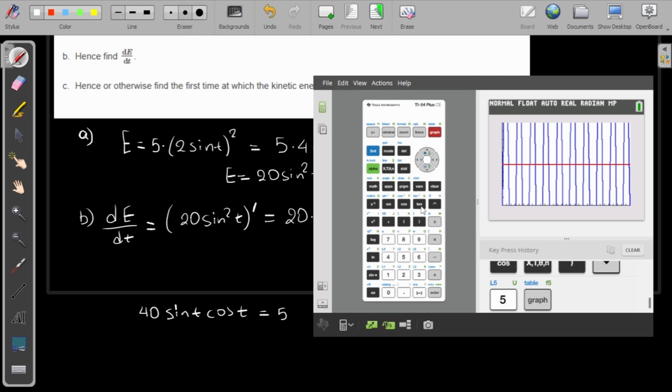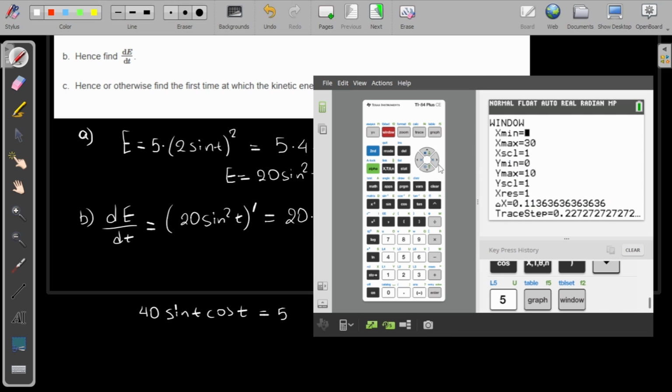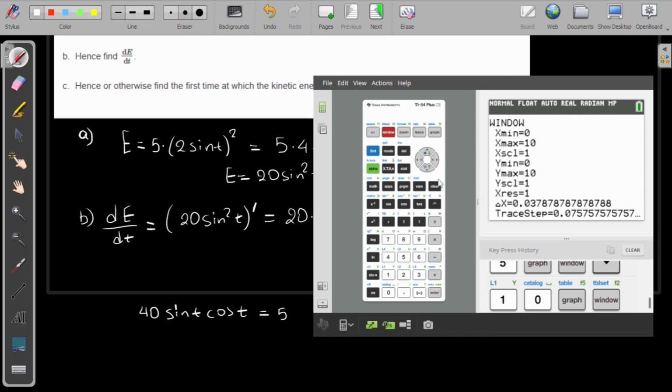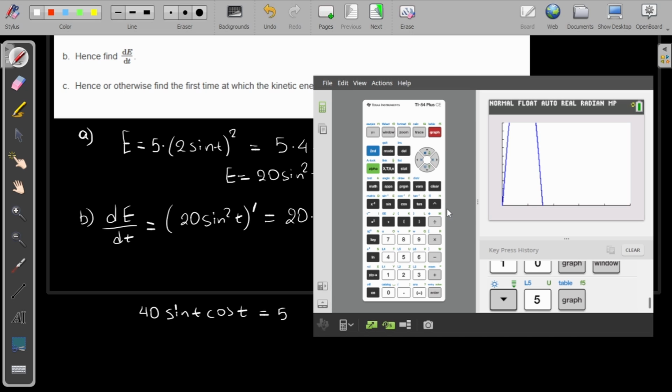I have it here. Let me change my window so as to have a clearer maximum. Let's put 10 here to see it. Yeah, I have a better graph. Maybe I should put 5. It's even better. Let me graph it. So I need that time, this point here.